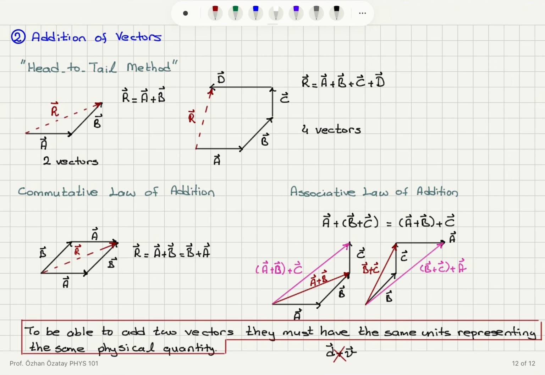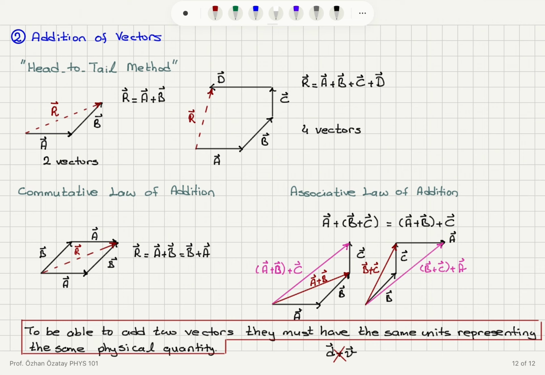Now, if we do B plus C first, so B here, C drawn here, and then we draw vector A, and we go to the beginning and to the end, and we have (B plus C) plus A. You can see that these two vectors point in the same direction and they have the same magnitude. Therefore, they must be equal. So we have the associative law of addition.